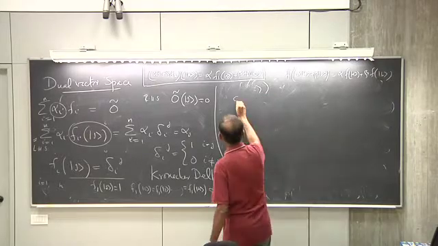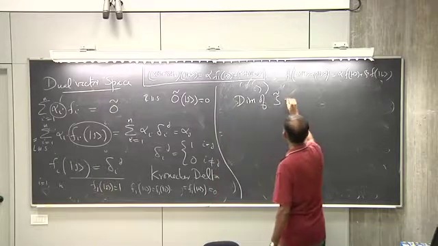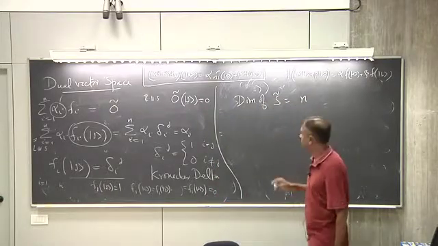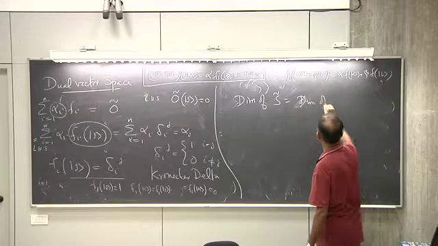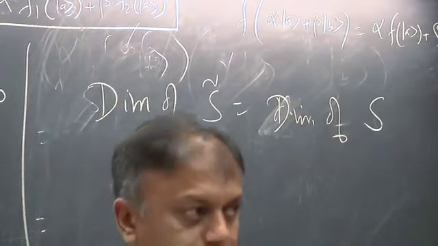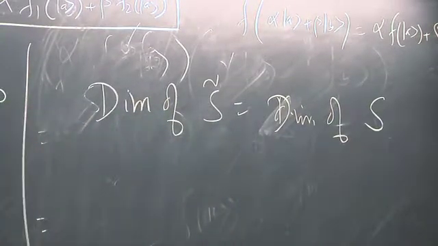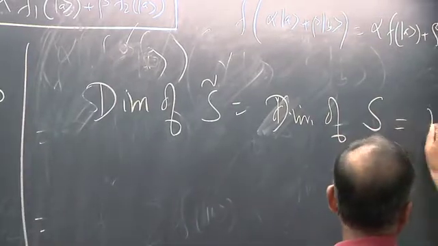So the conclusion is the dimension of S tilde is also equal to n, the same as the dimension of S. As I said, in this entire chapter, dimension will always be finite. I'm not going to worry about it. n is finite. In infinite dimensional cases there could be subtleties. So n is finite.